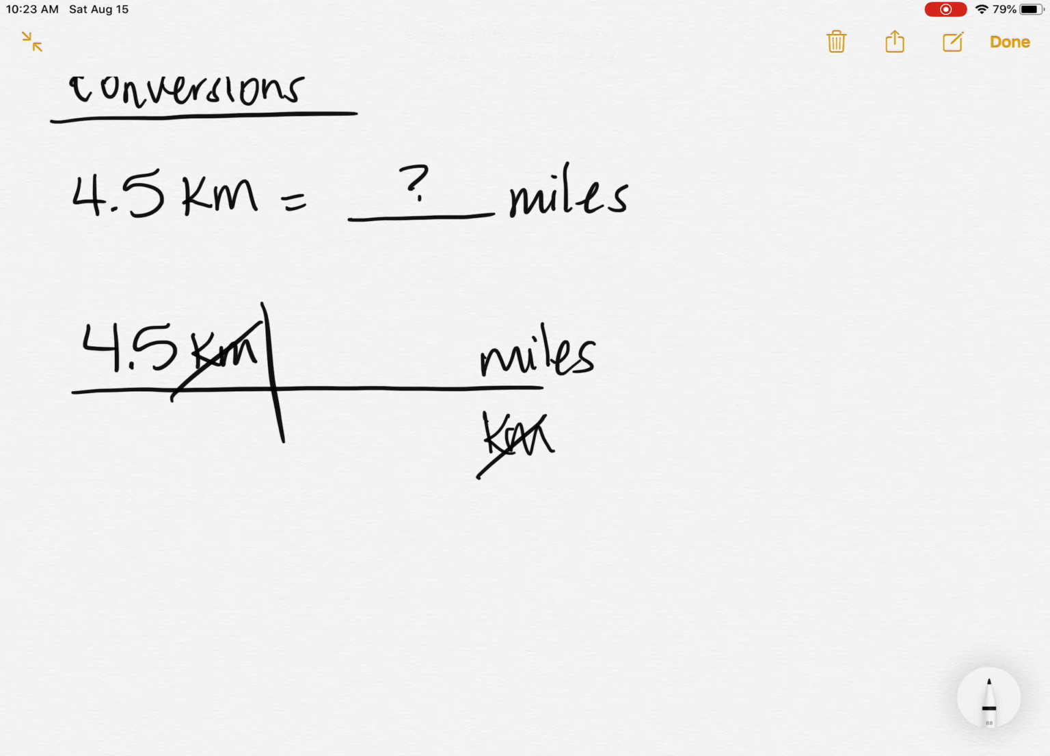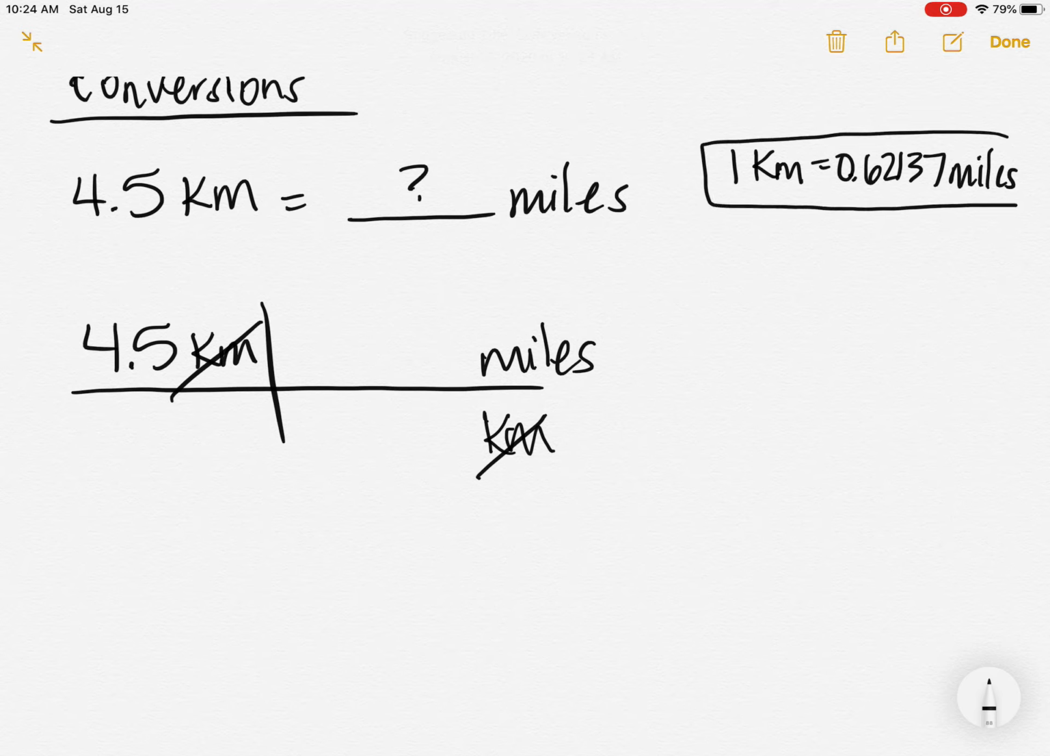So if you go to the conversion sheet and you look on the back, and this should be under length, let's see. I actually see two different ones, and so I'll just pick. If you look, you should see where it says 1 kilometer equals 0.62137, and it keeps going, but I'm going to cut it off there. Miles. Okay. Now I didn't memorize that. I looked it up on the conversion sheet. Okay, that's exactly what it says. 1 kilometer equals 0.62137 miles.